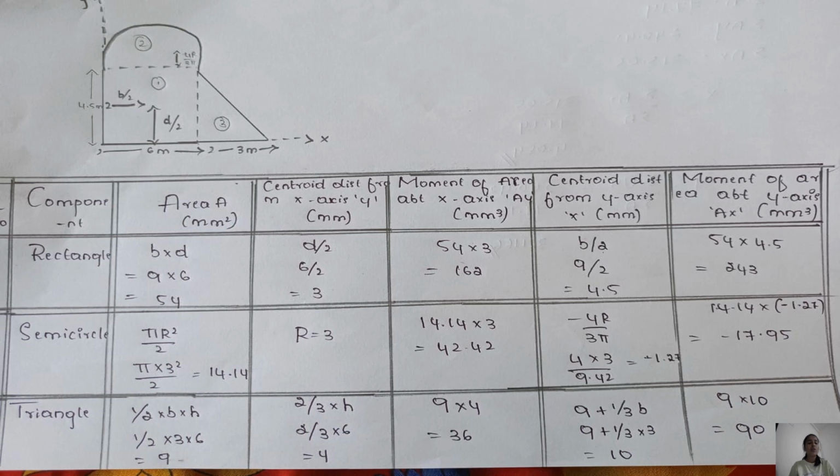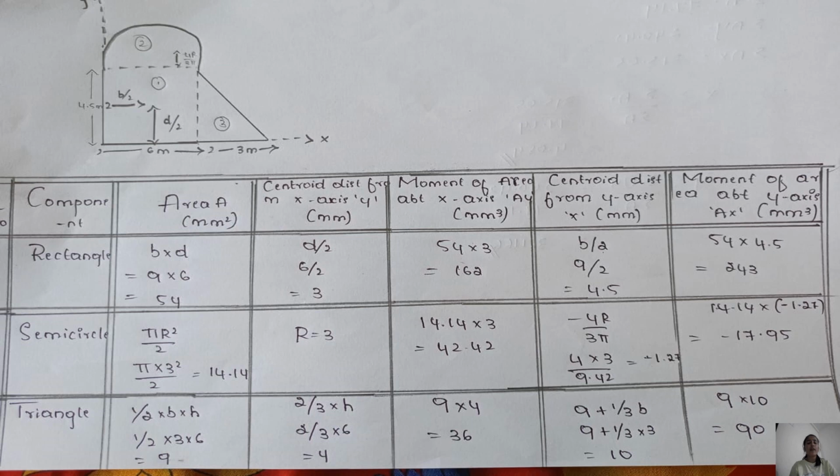Next one is triangle. Area is half into base into height. Base value is 3 and height value is 6, that equals half into 3 into 6, that equals 9. Centroid distance from x-axis y is 2 by 3 into h. We already know that h value is 6, 2 by 3 into 6 equals 4. Next, moment of area about x-axis ay is area into centroid distance from x-axis, 9 into 4 equals 36.